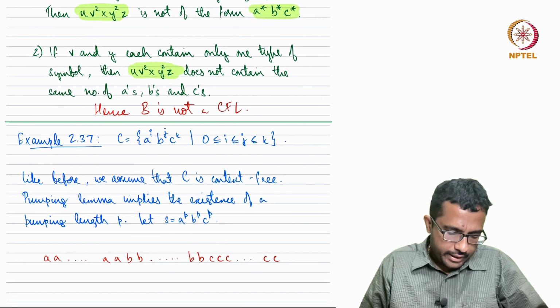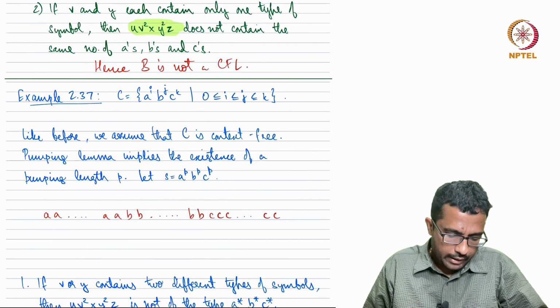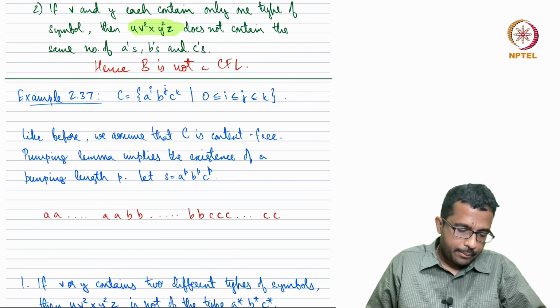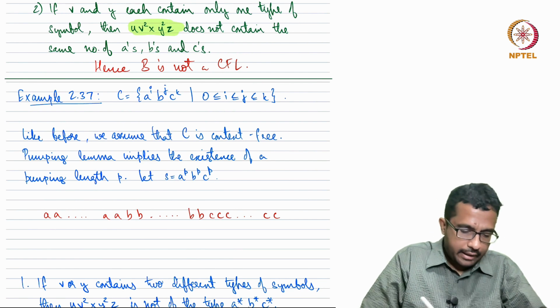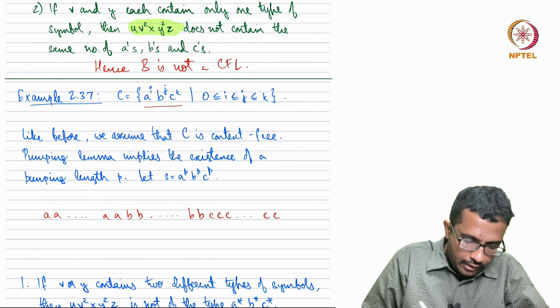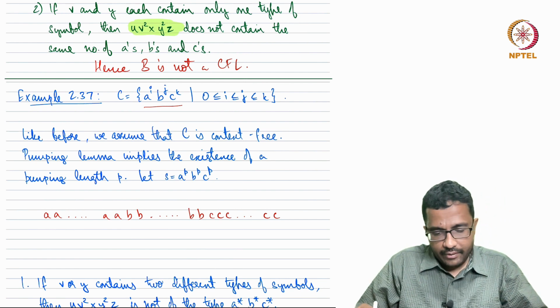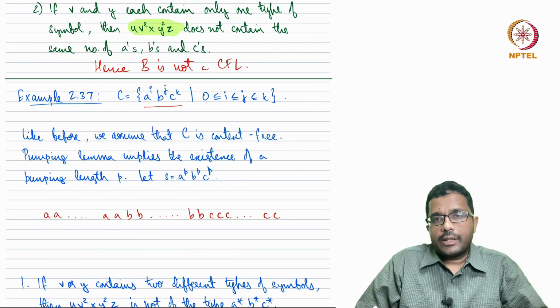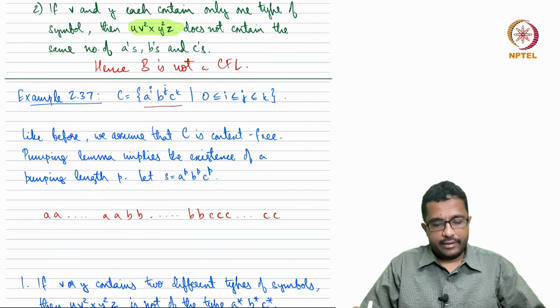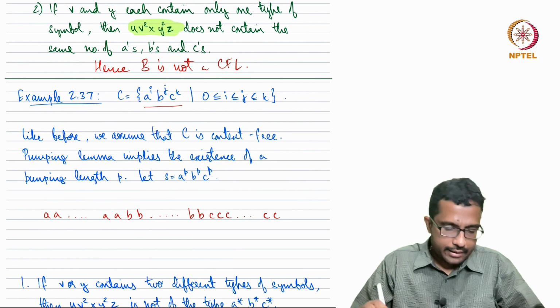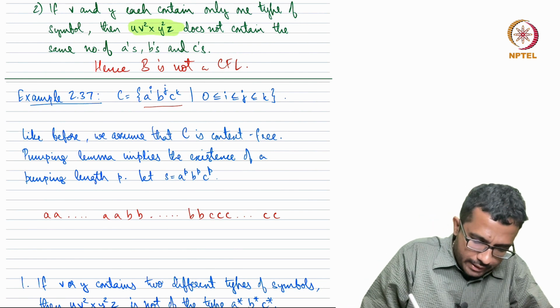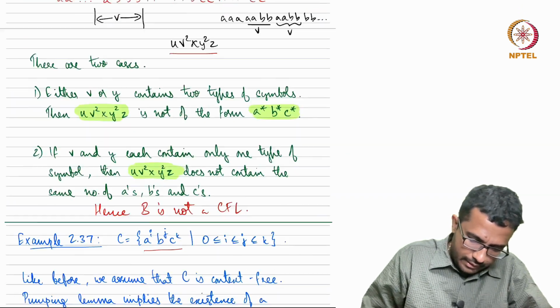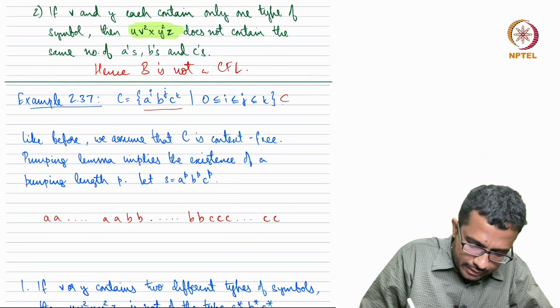The next language that we want to show as not context free is a power i, b power j, c power k, where the number of i's is less than or equal to the number of j's, which is less than or equal to the number of k's. So this is also a subset of a star, b star, c star.